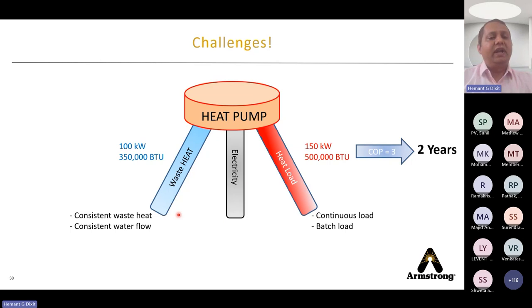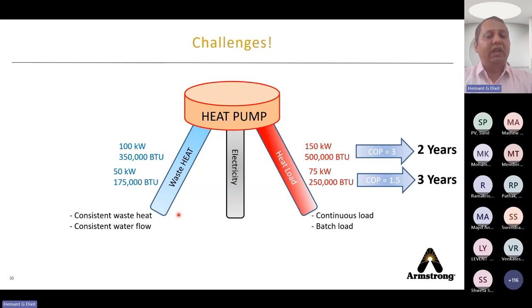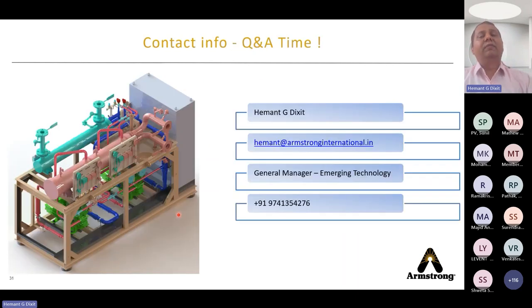For example, if you take 100 kilowatt as the source, with that you can do 150 kilowatt of heat recovery. At 100%, people might have said COP 3 or 3.5, whatever it is, and it will give you somewhere around a 2 year payback. In a simple example, if the source decreases to 50 kilowatt, it cannot give you 150, it will become 75. That machine is going to work at less than 50%, and automatically COP is also going to go down, so your payback will be affected. Keeping all this in mind, proper study and proper feasibility is very important. With that, I will wind up my presentation today.